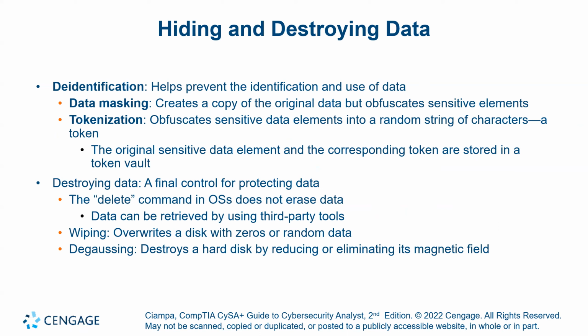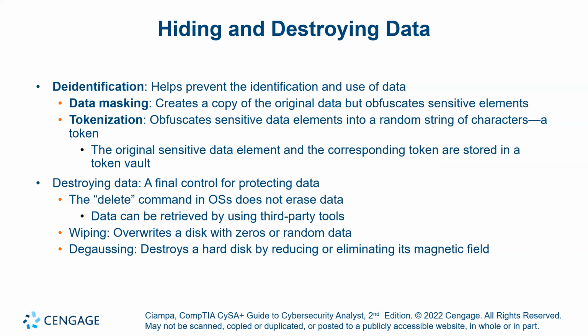Data masking creates a copy of the original data but obfuscates sensitive elements. Tokenization obfuscates sensitive data elements into random strings of characters, called a token. The original sensitive data element and the corresponding token are stored in a token vault. Destroying data. This is actually one of my favorite parts. A final control for protecting data.